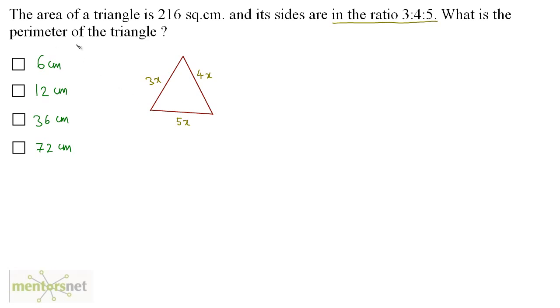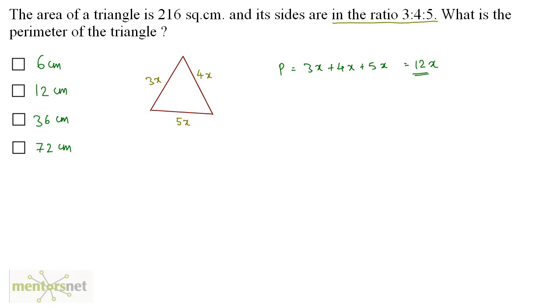Now we want the perimeter of the triangle. What is a perimeter? Well, perimeter is equal to addition of the lengths of all the sides of the triangle. So this will be equal to 3x plus 4x plus 5x, and that will be equal to 12x. So that's the perimeter. Now we need the value of x.